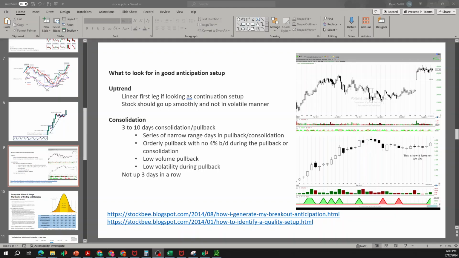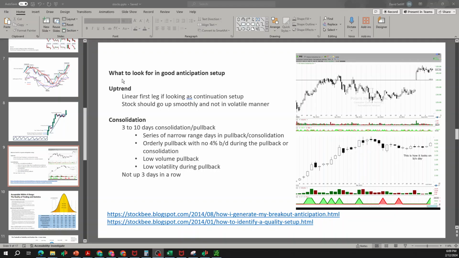But one of the things that he emphasizes, and something I think a lot of traders fail to really comprehend, is understanding the importance of anticipation setups. And he gives some very basic criteria or descriptions of what a good setup looks like. Here's an example, I think it's this page here, how I generate my breakout anticipation screen.